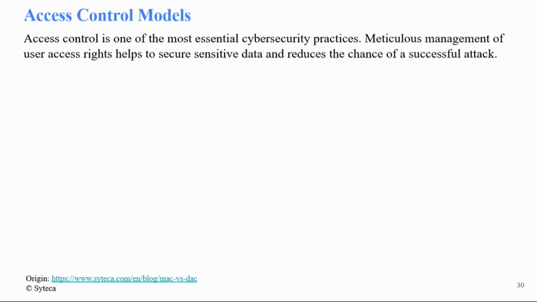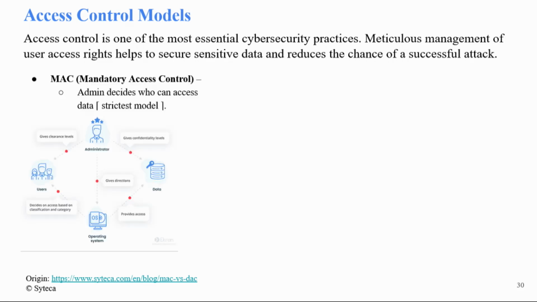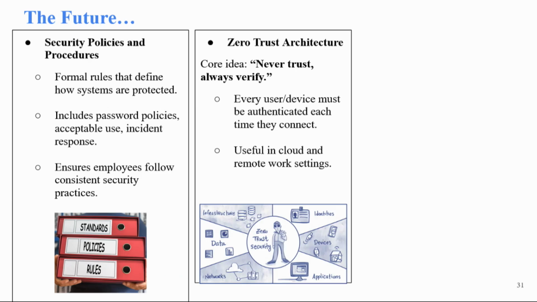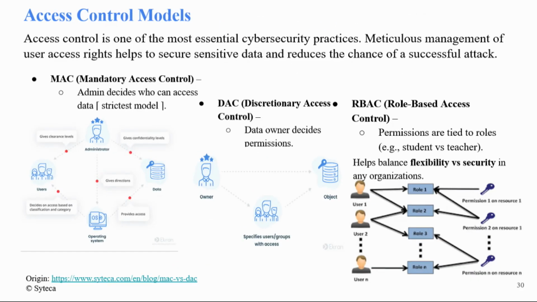First thing is access control models. There are various types of access control models, that is how much access you are giving. First is MAC, that is mandatory access control. The admin will decide it. Next is the data owner will decide the permission, which is discretionary access control or DAC. And the last one is role based access control, or RBAC, where permissions will be tied to the different roles. So these are the three access control models that we have.